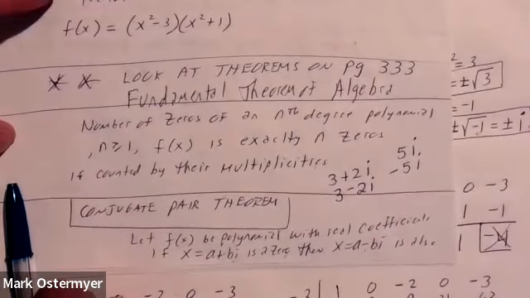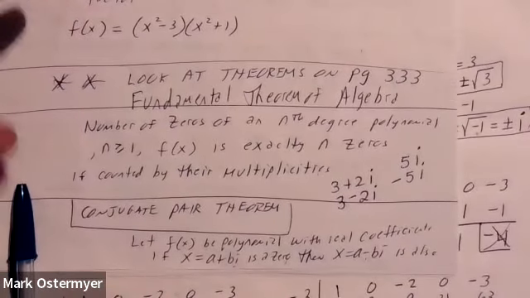But that's an important theorem, knowing that conjugate pair theorem. I'll tell you why it's important. Because if I give you a complex zero to f of x, then automatically you know another one. It must be the complex conjugate. It has to be. That's why it's important.